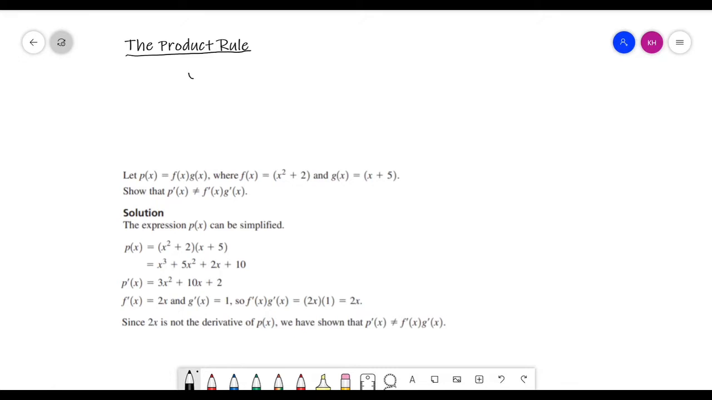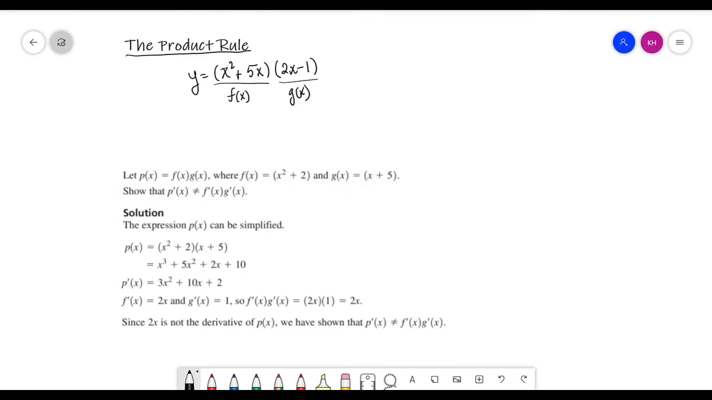So let's say we have the function y equals x squared plus 5x times 2x minus 1. So we use the product rule to get the derivative of such functions, where you can see that we have one function, we can mark it as f of x, and then we have another function, let's call it g of x, and it is a product of both of them.